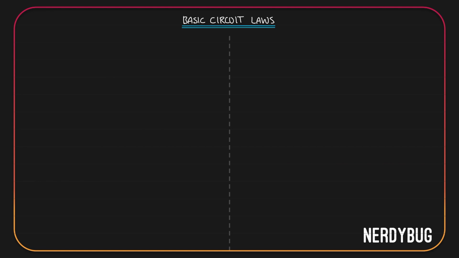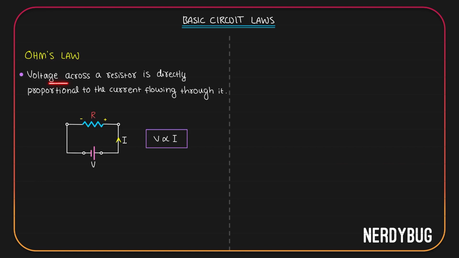Let us now discuss some basic circuit laws, starting with Ohm's law. According to Ohm's law, voltage across a resistor is directly proportional to the current flowing through it. V is proportional to I. Here, the constant of proportionality will be the resistance R. So we can write V is equal to IR.